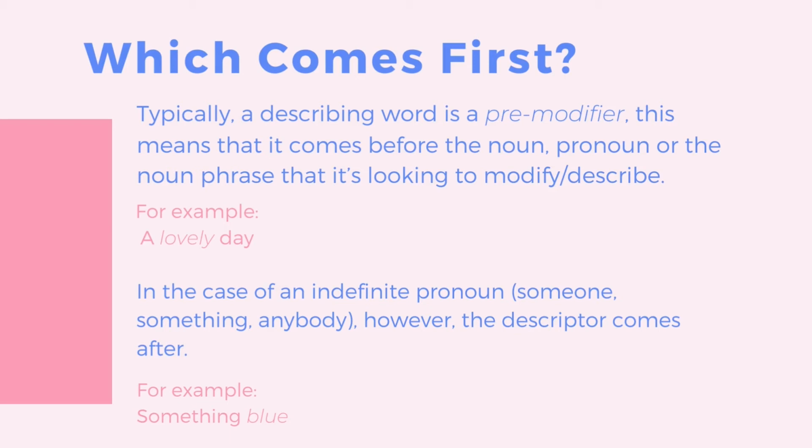But in the case of an indefinite pronoun like someone, something, anybody, where we don't know who the person is that we are talking about or what the thing is that is in question, the descriptor comes after the pronoun. For example, something blue. Now we are not sure what is the thing being talked about. That's why we have used the adjective after the pronoun.